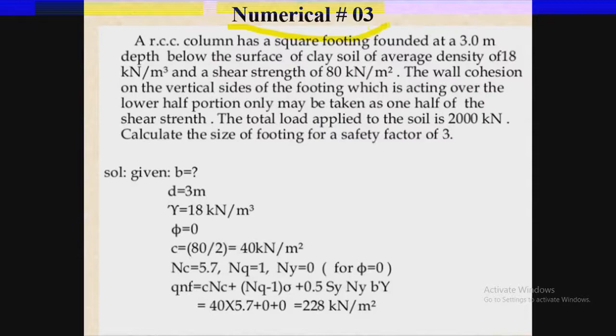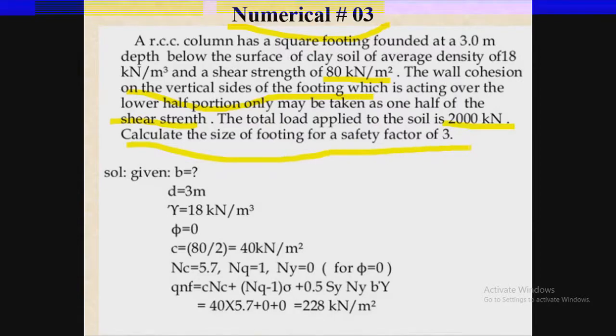Numerical number 3. An RCC column has a square footing founded at a 3 meter depth below the surface of clay soil of average density of 18 kN per cubic meter and a shear strength of 80 kN per meter square. The wall cohesion on the vertical sides of the footing, which is acting over the lower half portion only, may be taken as 1/2 of the shear strength. The total load applied to the soil is 2000 kN. Calculate the size of the footing for a safety factor of 3.